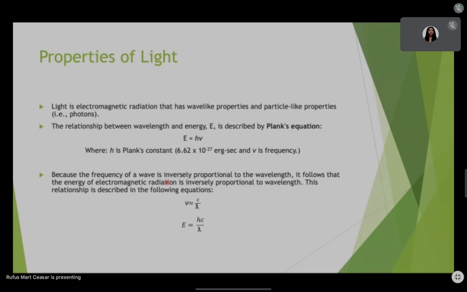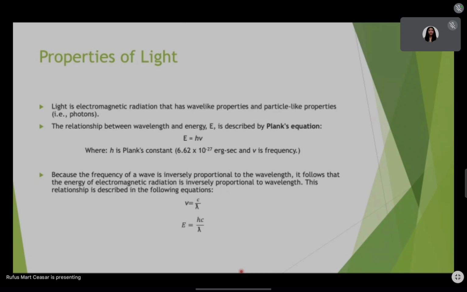So, ito nga yung sinasabi natin na wave-like property ng light, because the frequency of a wave is inversely proportional to the wavelength, it follows that the energy of the electromagnetic radiation is inversely proportional to wavelength. This relationship is described by the following equation, wherein nu is equal to c over lambda. So it follows that E is equal to hc over lambda, where c is the speed of light. Hindi ko na sinulat dito, pero sa pagkakaalala ko ay 3.00 times 10 raised to 8 meters per second. Tama ba? Ayan.